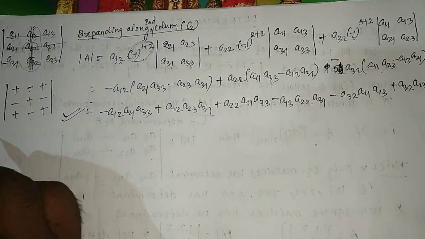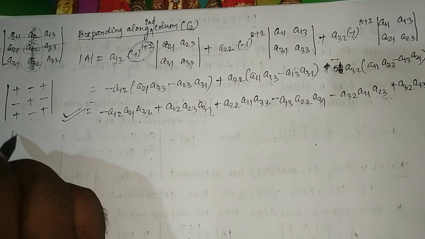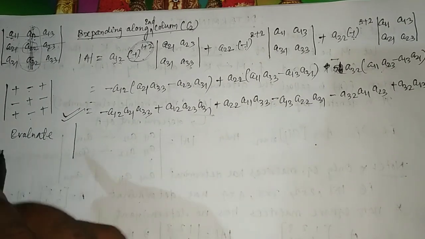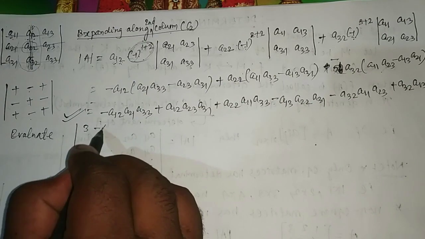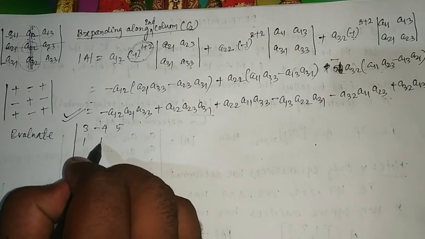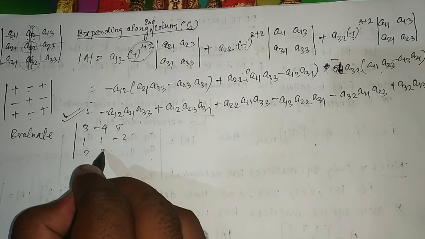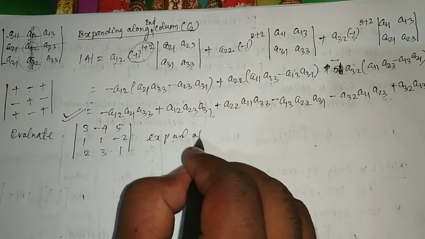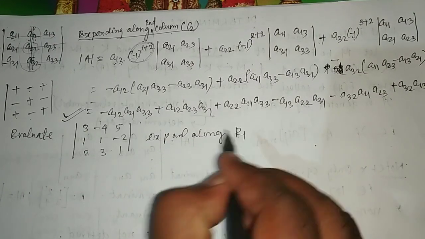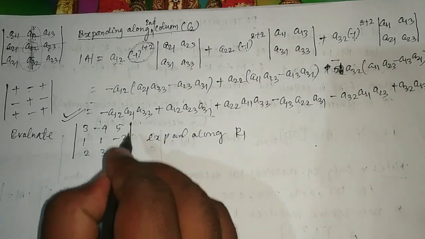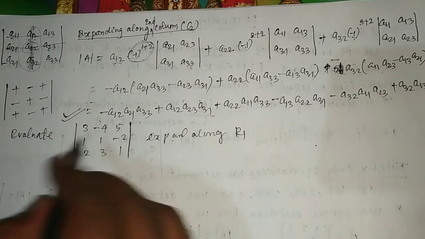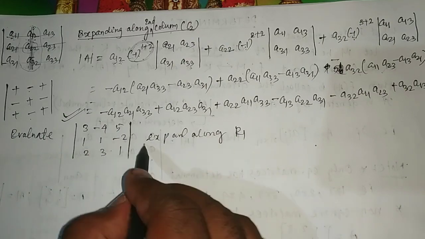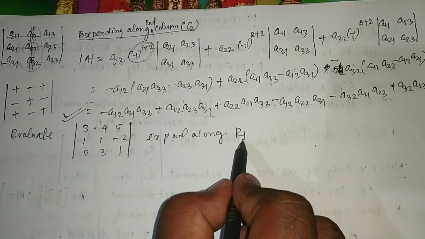Okay, let's see a question. Evaluate the determinant 3, minus 4, 5; 1, 1, minus 2; 2, 3, 1, expanding along row 1. Look at here, this is a 3 cross 3 determinant. We can find it by expanding in any of the ways. Here, given is expanding with R1.